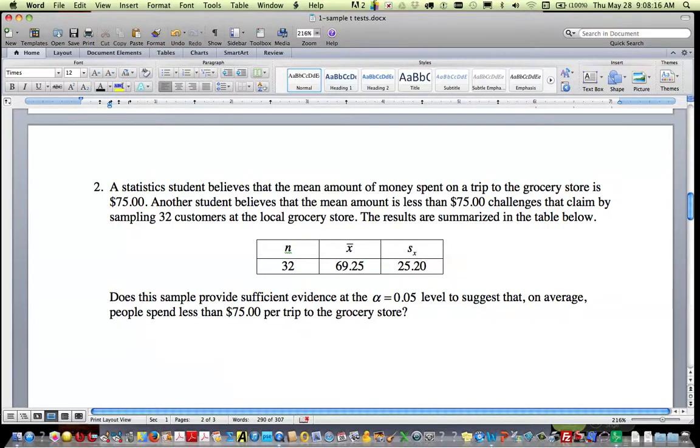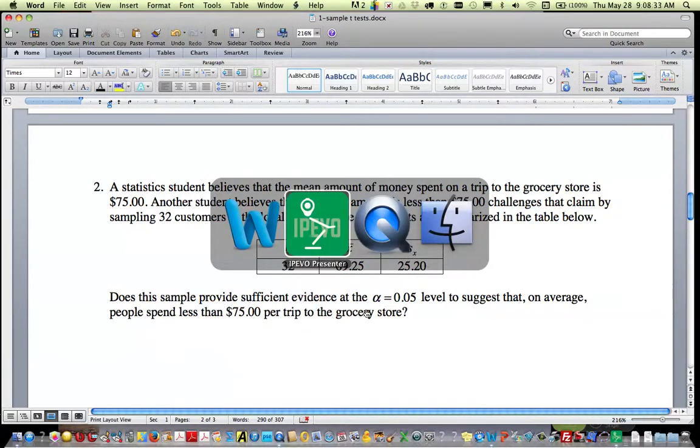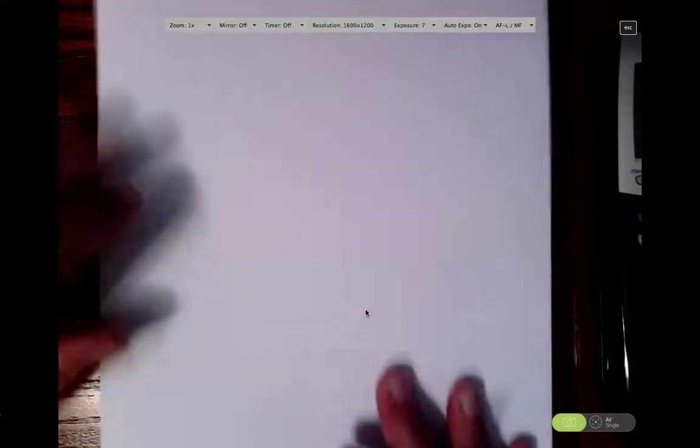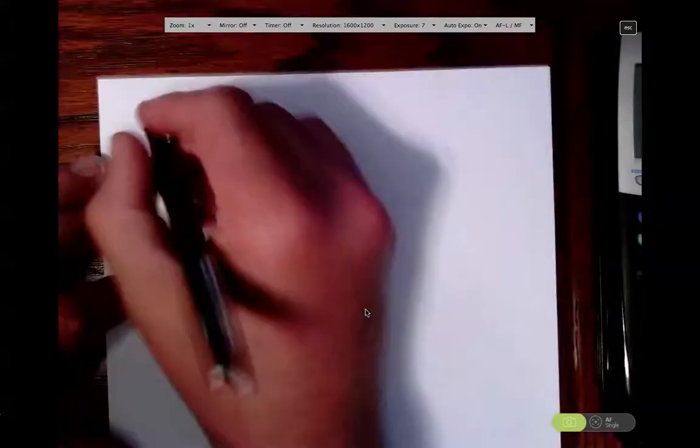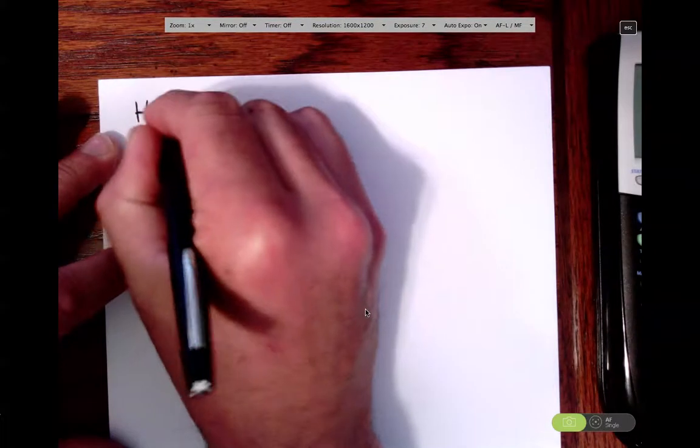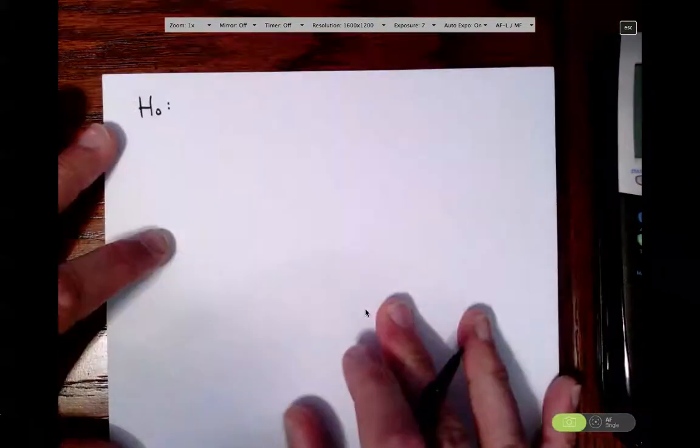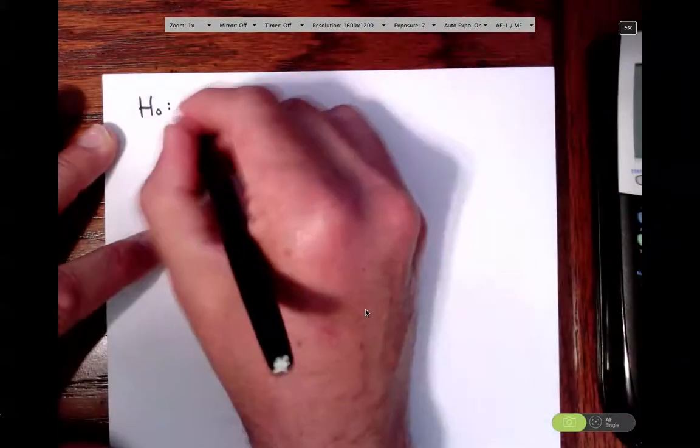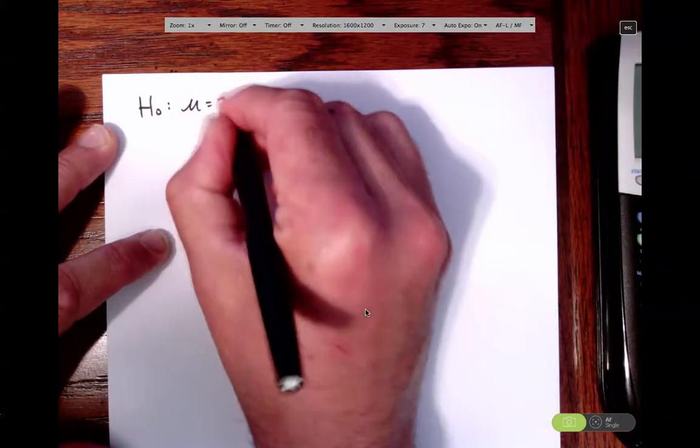Right, and then again, the question here is, does this sample provide sufficient evidence, and we're going to talk about this here in a minute, at the 0.05 level to suggest that on average people spend less than $75 per trip to the grocery store. Okay, so on this one, again, we're going to set up a null hypothesis. The null hypothesis is that the first student's claim is true, that mu is 75, right?